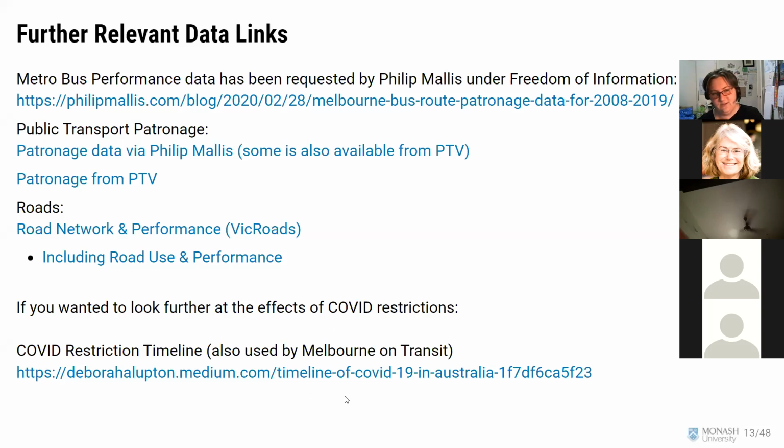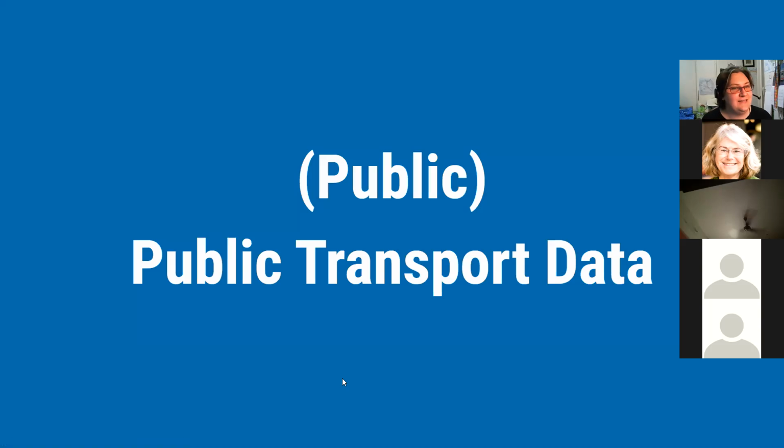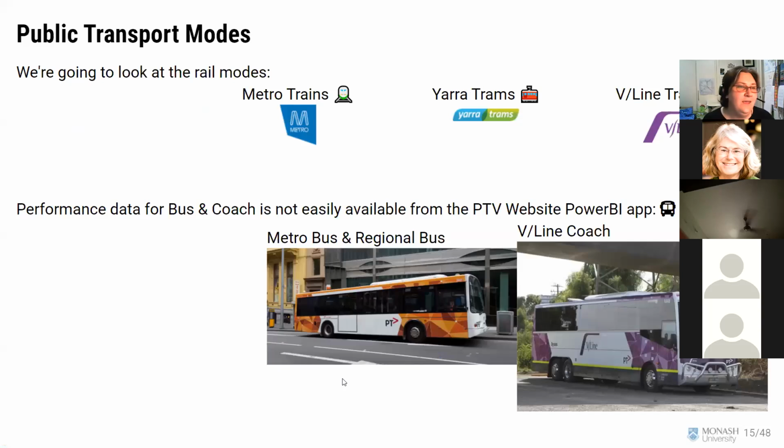And I just left a link in there for a COVID-19 restriction timeline, because we're going to talk about the effect of the COVID-19 restrictions in Melbourne, basically everybody staying at home, and therefore the trains and trams and buses being on time. So that's all the other data out of the way.